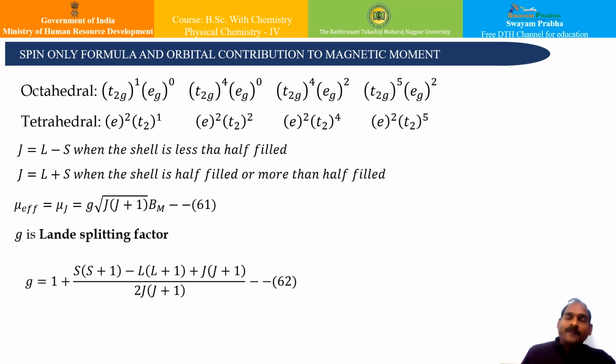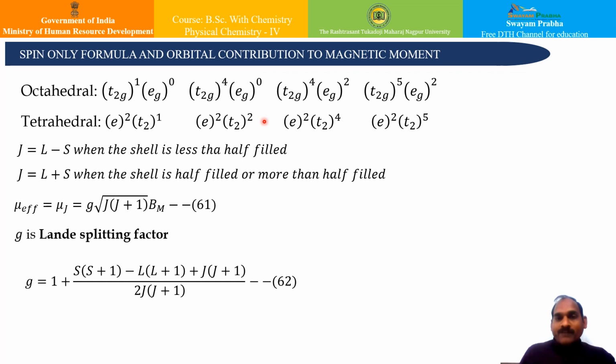Now similarly, there are however certain cases where the spin only formula does not give the correct values of magnetic moments. Such cases arise in octahedral complexes where the t2g orbitals are unsymmetrically filled, and in tetrahedral complexes where the t2 set is unsymmetrically filled. If you see the cases of octahedral and tetrahedral complexes over here, you can understand the thing.